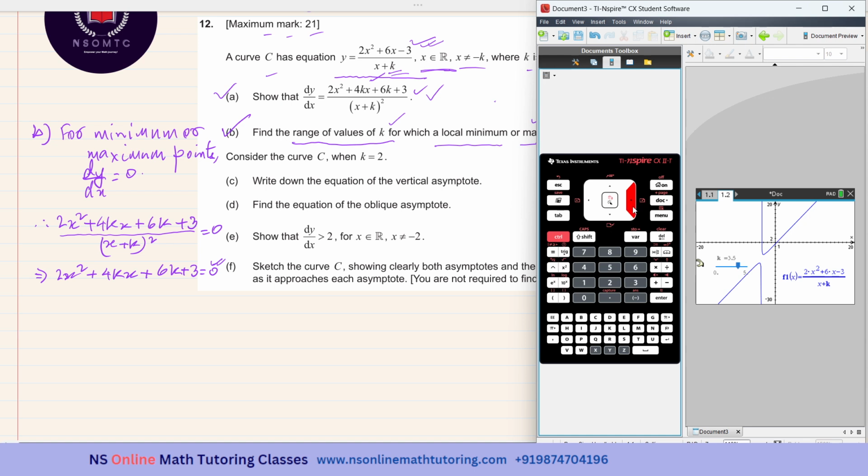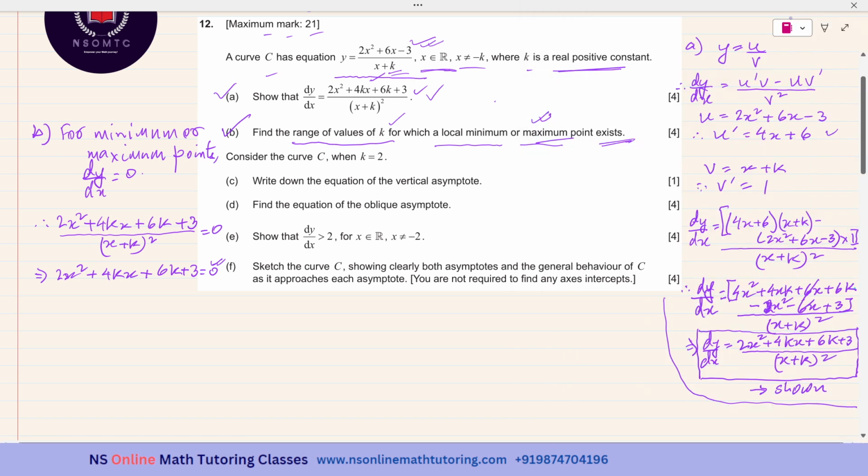Okay. So we have now understood that if there is a solution for this dy by dx equal to 0 equation, then there will be two solutions, or else there will not be any solution. No solution implies there will not be any stationary point, and two solutions imply that there will be one local minimum point and another local maximum point.